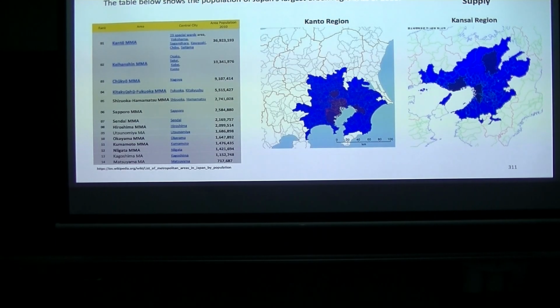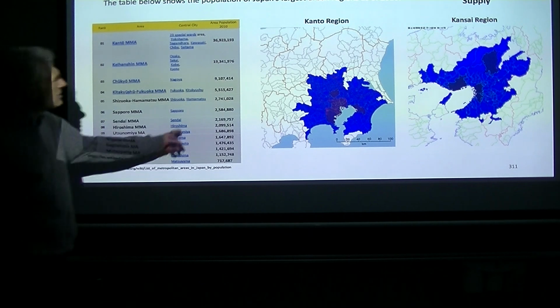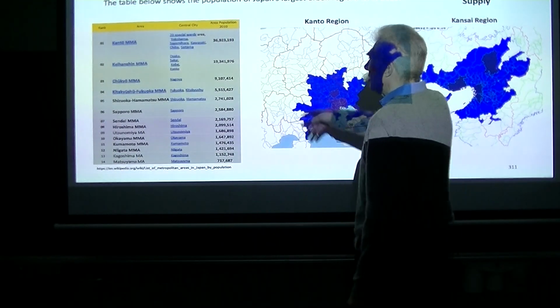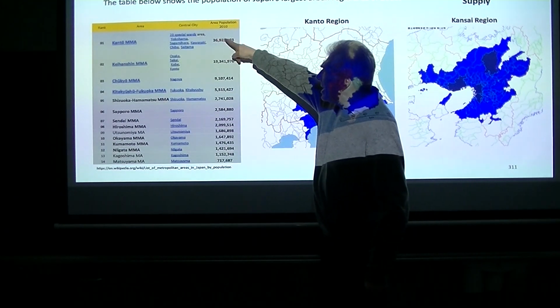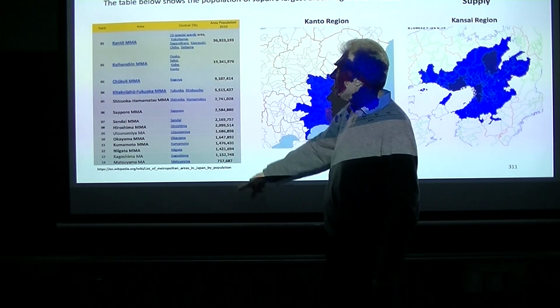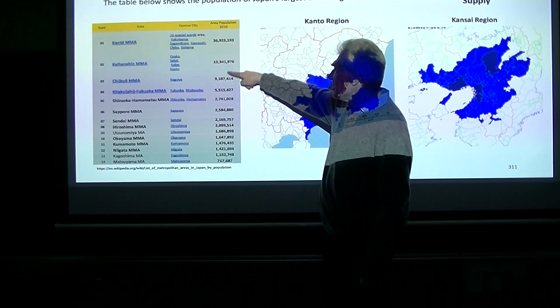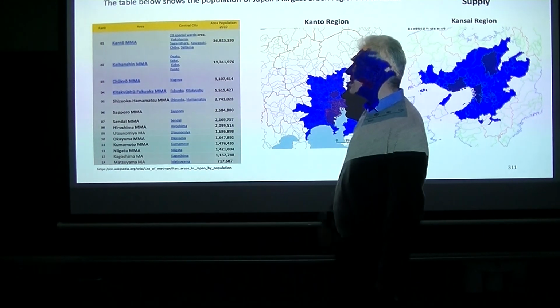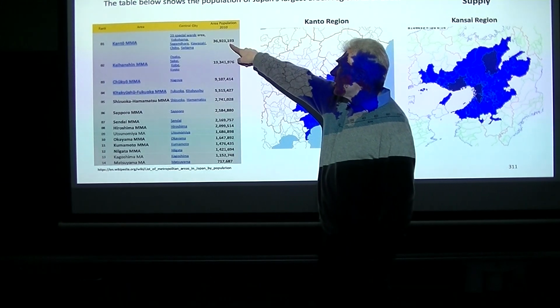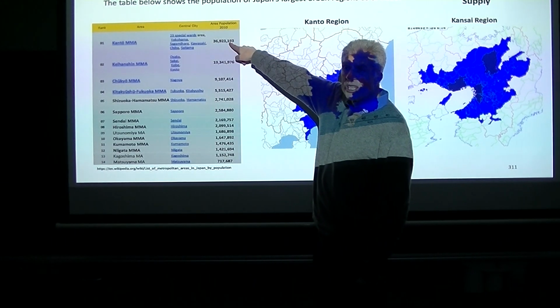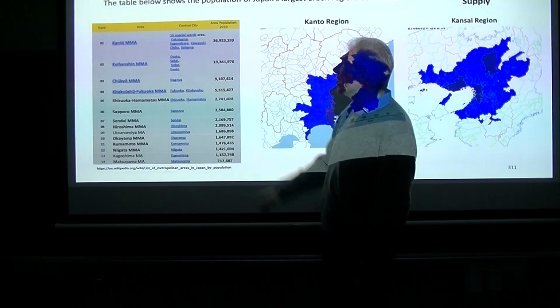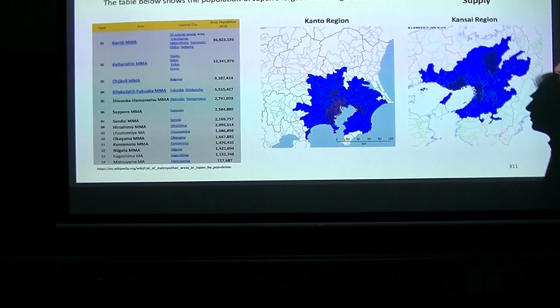Here's Japan. We can see this was based on the 2010 census. These are the metropolitan areas of Japan, and you can see it's pretty concentrated. The Kanto is 36, almost 37 million in 2010. It's about 37 million now. That's primarily the 4 prefectures.